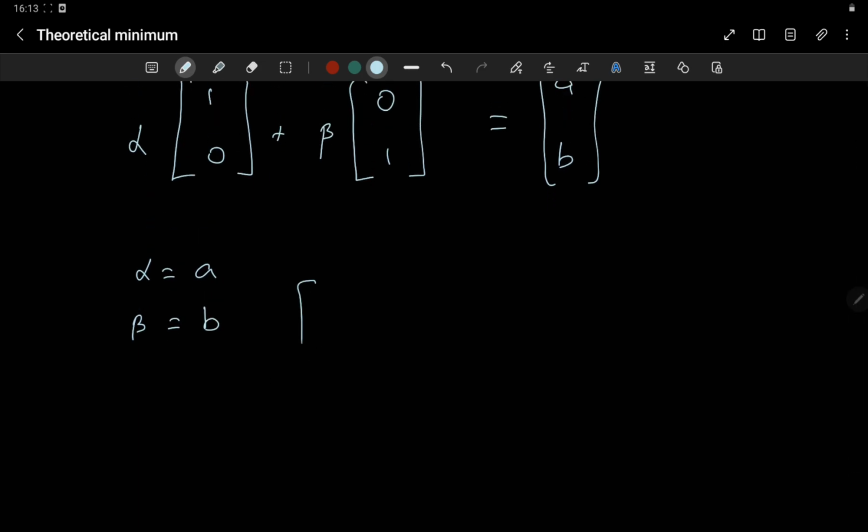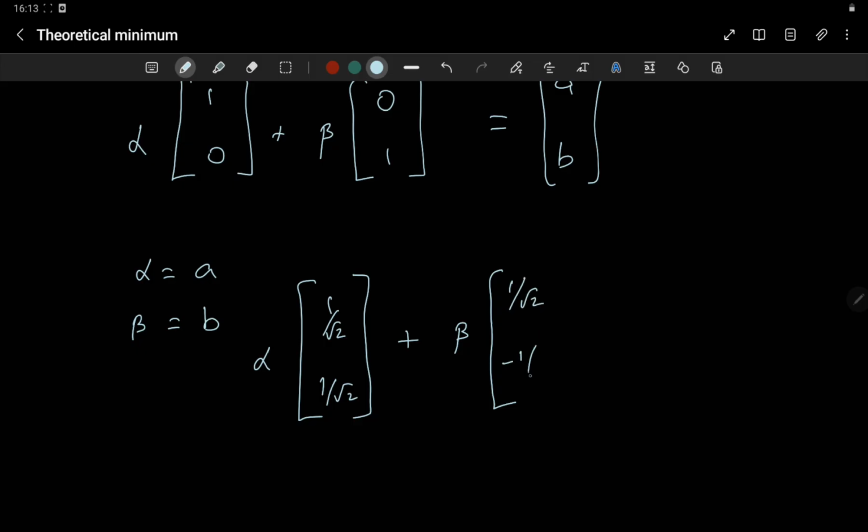Now let me take alpha into 1 by root 2, 1 by root 2, plus beta into 1 by root 2, minus 1 by root 2. Again the output is a b. So now what is alpha and beta?